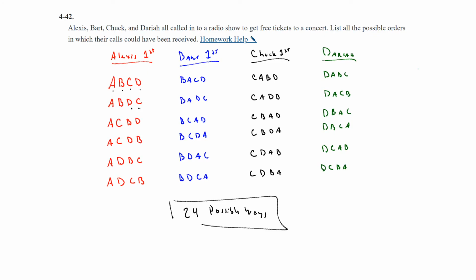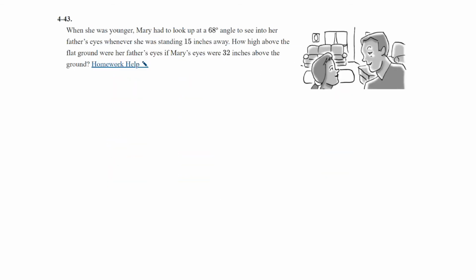And then I just kind of repeated that process. So still Alexis is first, but then I put Chuck second, and then switched Bart and Daria around for these two. And then put Daria second, and then Bart and Chuck, switch those around. And since I could do that 6 different times for Alexis being first, then I could also do it 6 different times for Bart, Chuck, and Daria when she was first. So that came up with 24 possible ways that their calls could have been received.